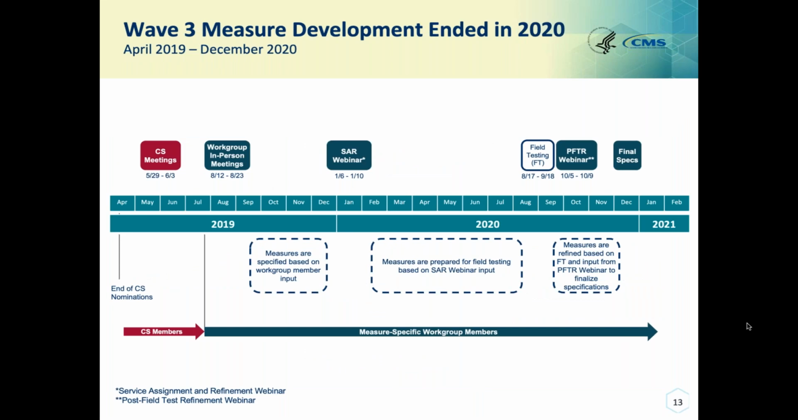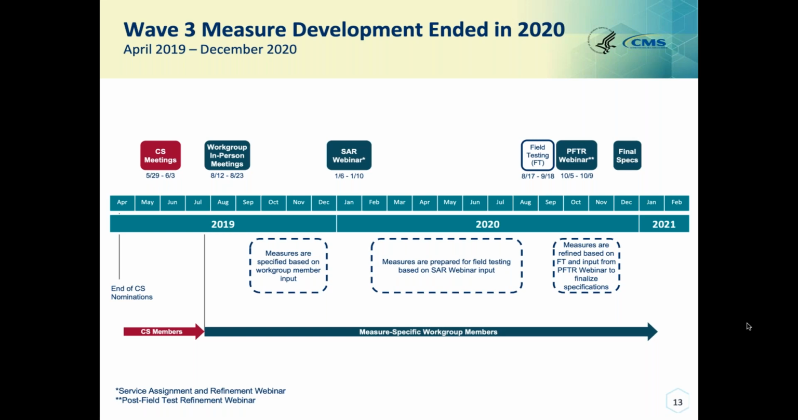Here we provide an overview of the development timeline that we followed for the Wave 3 measures. The clinical subcommittee and expert work groups met several times at in-person and virtual meetings since mid-2019 and discussed all components of the measures and their specifications. As you can see here, the clinical subcommittees convened in spring 2019. After CMS approved the measures for development, we convened the clinician expert work groups for in-person meetings in August 2019. Along with the service assignment and refinement webinars in early 2020, clinician expert work group members had 2 meetings in which they provided detailed input used to develop the measure specifications.